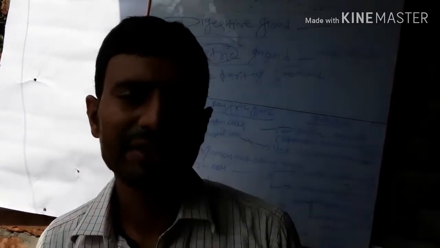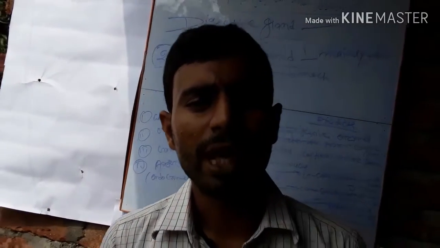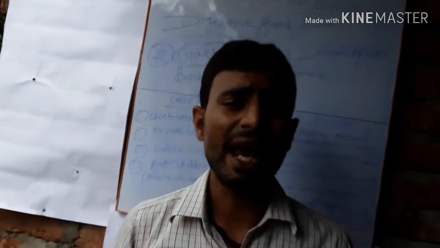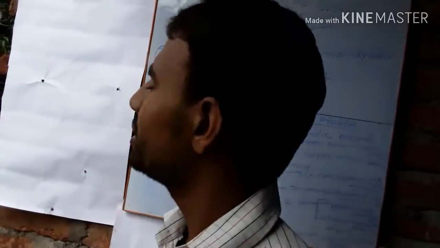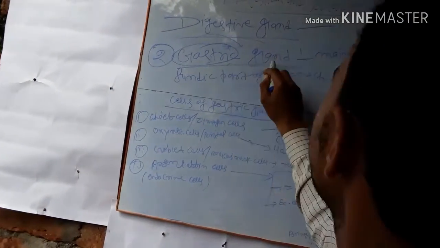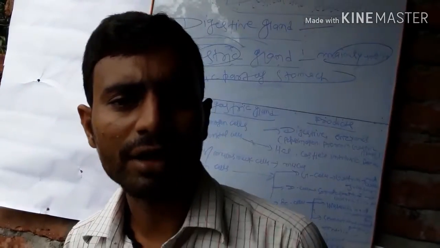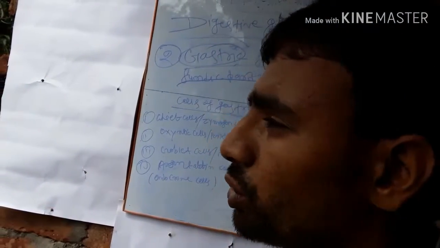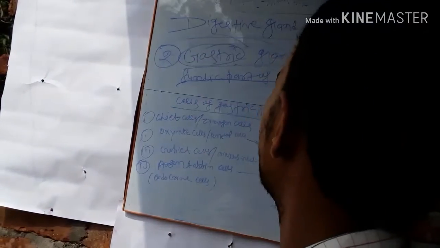You know that the stomach is divided into three parts: fundic, cardiac and pyloric. In the previous classes I have told you that the gastric gland is mainly present in the fundic part of the stomach. So gastric glands, and so gastric juice, this means enzymes, are mainly present in the fundic part of the stomach.